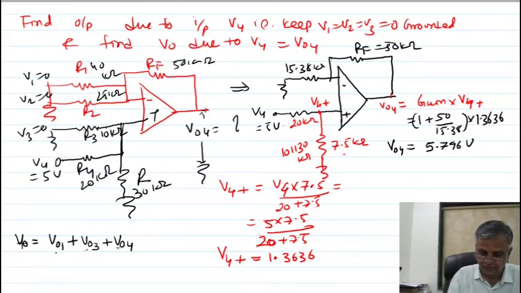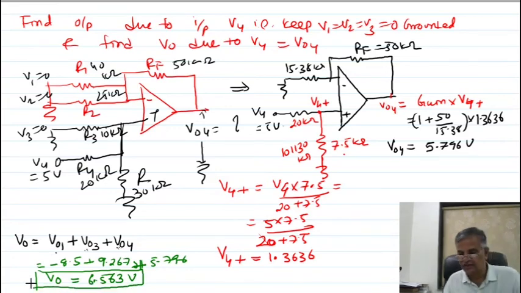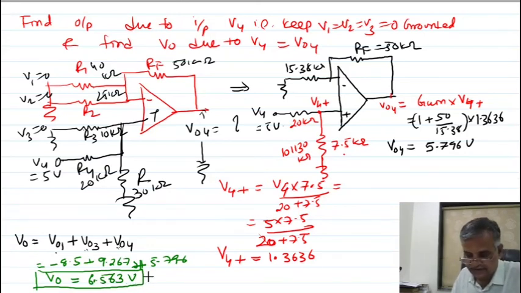V4. So if you write all these values, then I get minus 8.5 plus 9.267 plus 5.796. So I'll get output voltage VO as 6.563 volt. For the given adder and subtractor circuit, output VO is 6.563 V. Look, last time, the way we have done, this is the final answer.